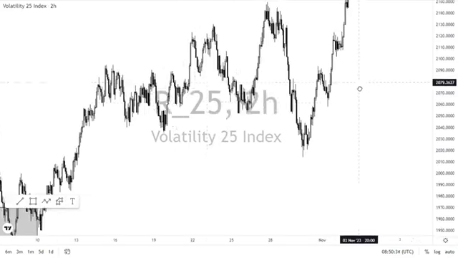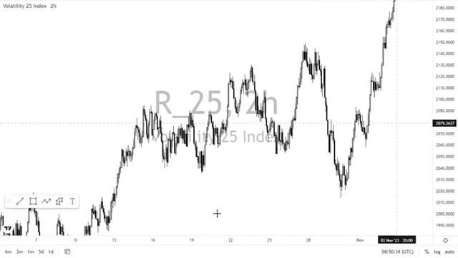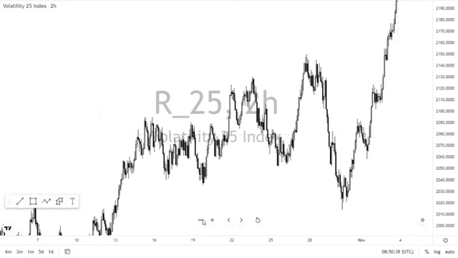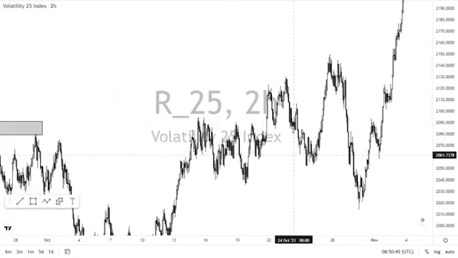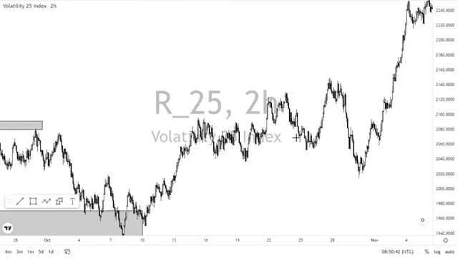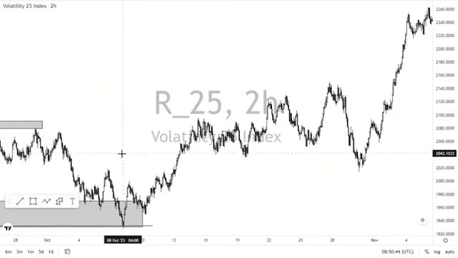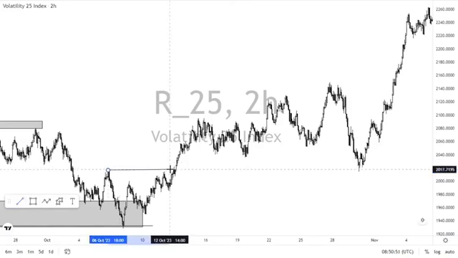You can see what happened here also. Same thing is happening at this area. The same thing happened at this area. We had our break of structure to the upside. This is a break of structure to the upside.